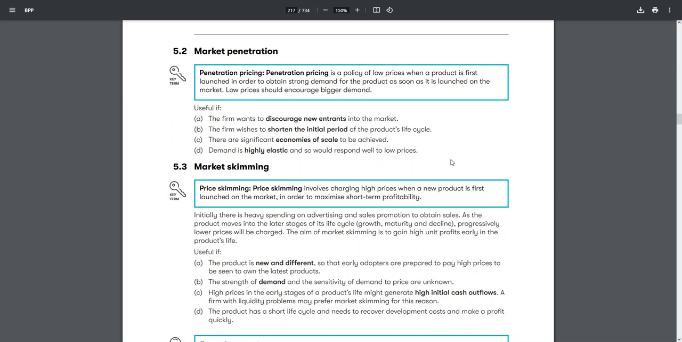Market skimming is charging a higher price, and it is usually used in a situation where the product is not available in the market, so you can charge as high as possible.